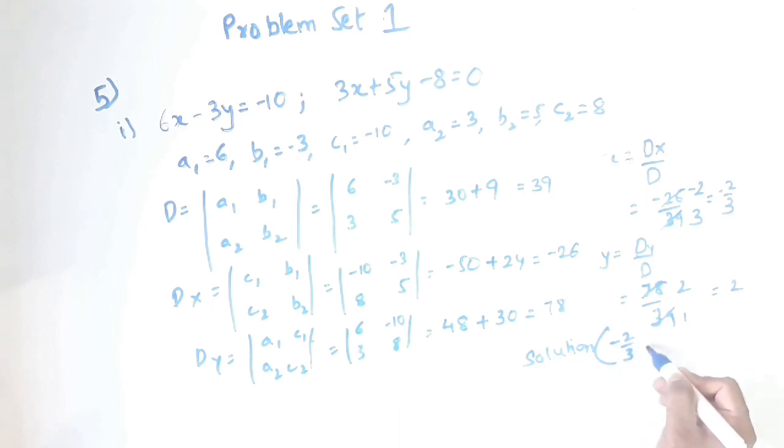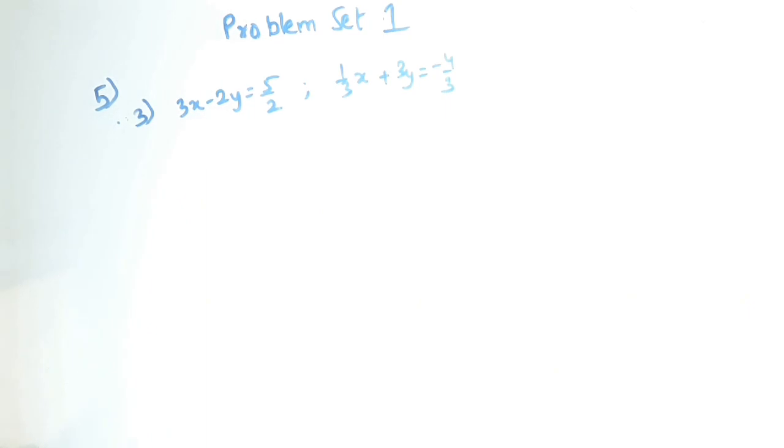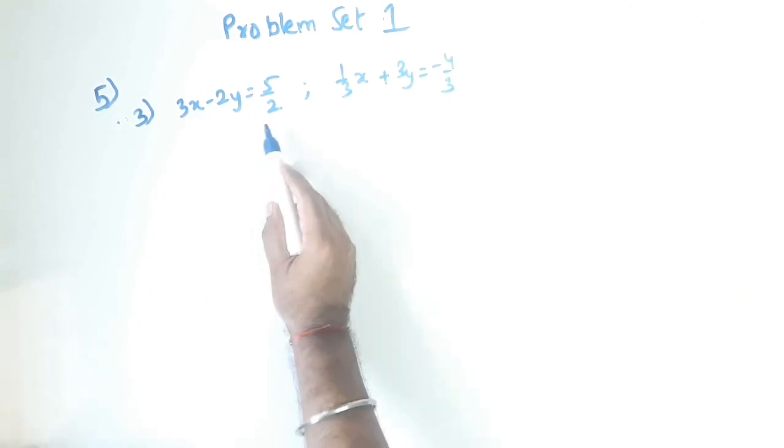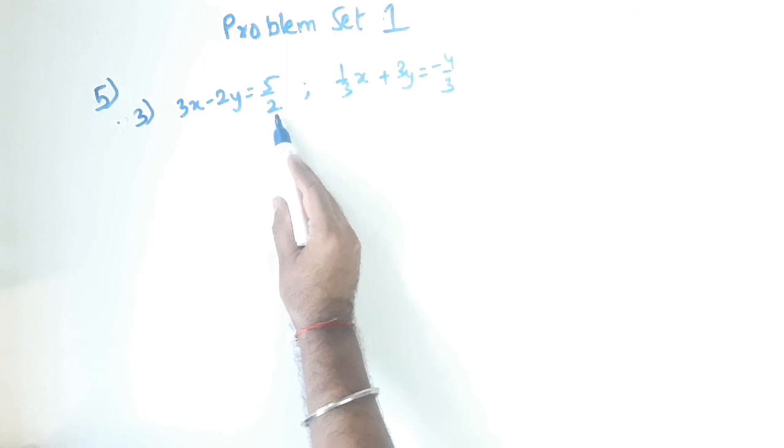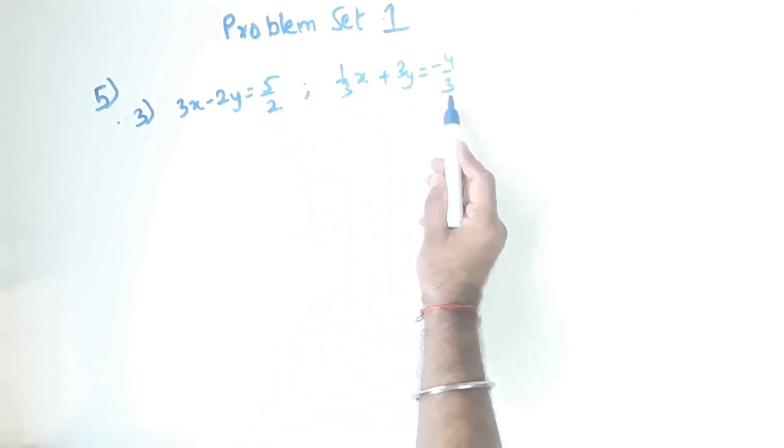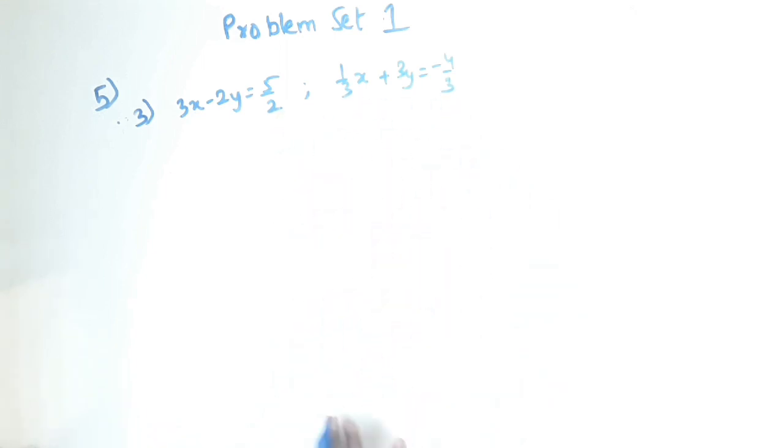x you got minus 2 by 3 and y you got 2. So this is your answer for x and y. Then we'll move on to the third one, which has a fraction here as c, and here a and c are having fractions. So first, what we'll do is try to remove the fractions.